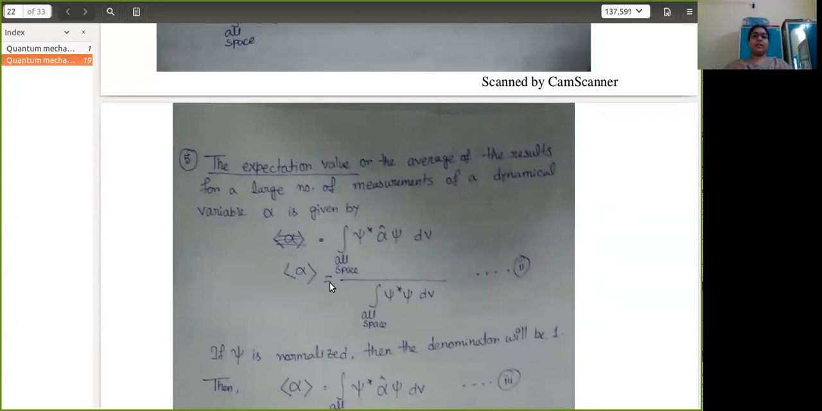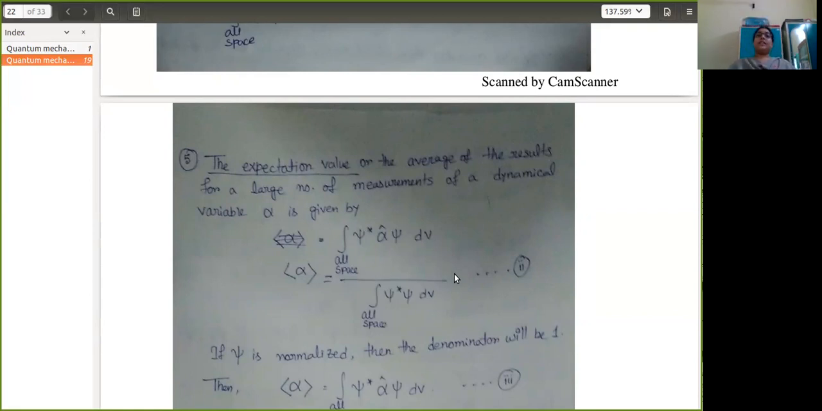Expectation value is nothing but the average of the results of a large number of measurements of a dynamical variable, and it is given by alpha in the angle brackets. So this is the expectation value of the operator alpha. So alpha in the angle brackets is given by integration psi star alpha cap psi dV over all space, divided by integration over all space psi star psi dV.